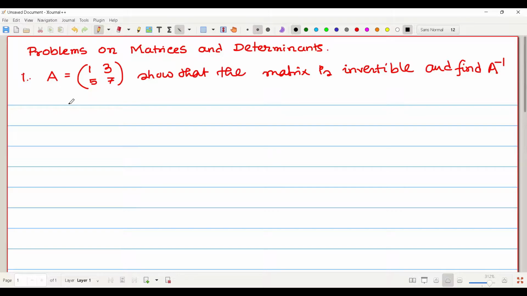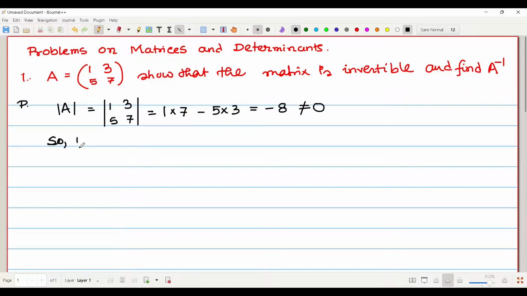So, the solution: we have to find the determinant of matrix A, that means |1, 3; 5, 7|. Then it is 1 cross 7 minus 5 cross 3, and the result is minus 8, that is not equal to 0. So the determinant of A is not equal to 0, so the matrix A is invertible.